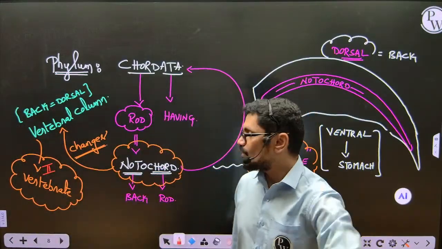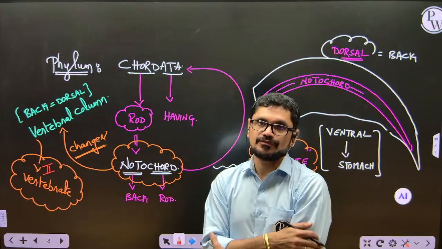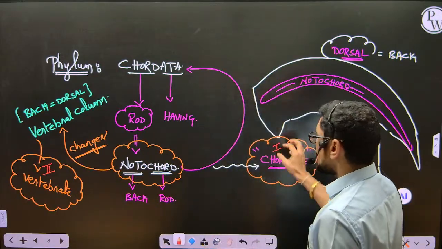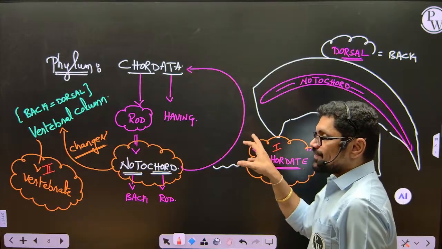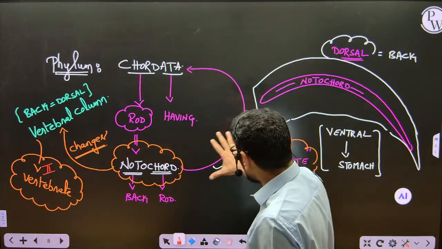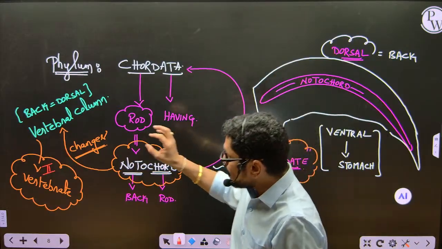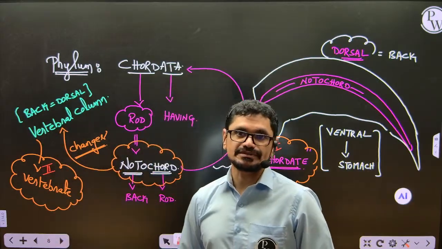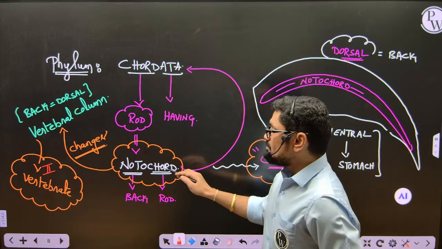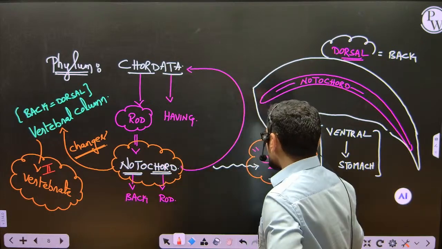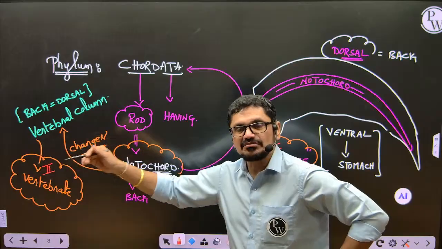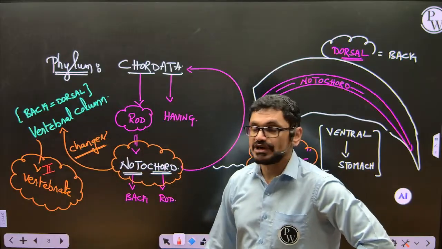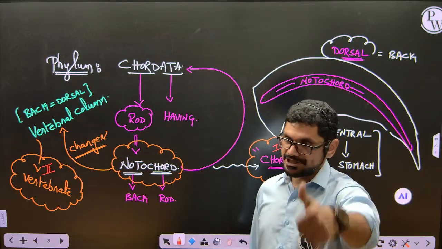What is chordate? Having the notochord. What is vertebrate? Having the vertebral column. If any animal is having the notochord, you have to call that animal a chordate. And if any animal has the vertebral column, it's called a vertebrate. So animal having the notochord is chordate. Animal having the vertebral column is vertebrate, right?